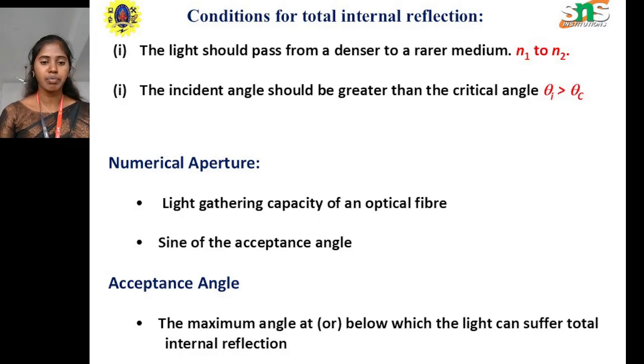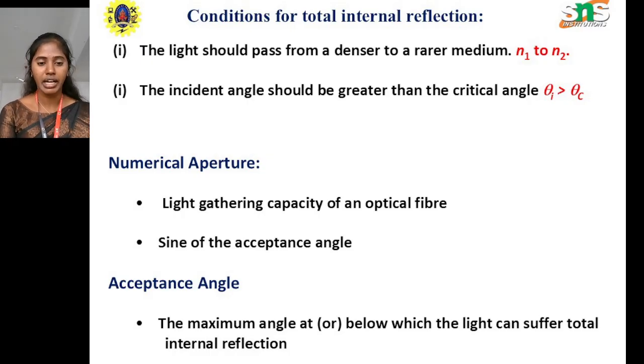Today I am going to explain the determination of numerical aperture and the acceptance angle. So what is numerical aperture? Numerical aperture is nothing but the light gathering capacity of the fiber. It is also defined as the sine of the acceptance angle. If the numerical aperture value is high, we gather a larger amount of light. If the numerical aperture is low, it gathers a low amount of light. So numerical aperture is the capacity of an optical fiber to gather light waves.